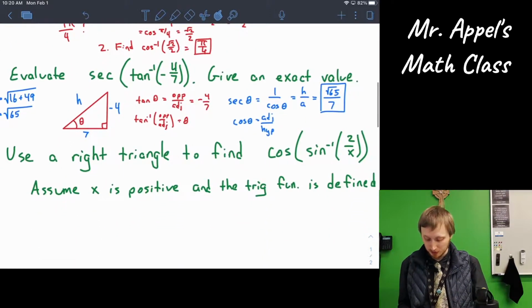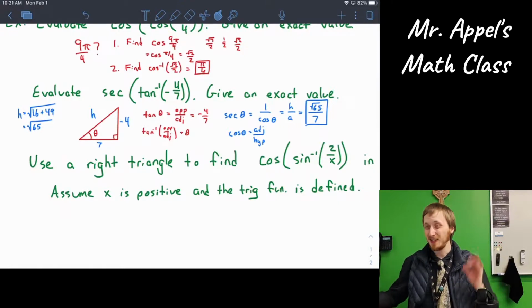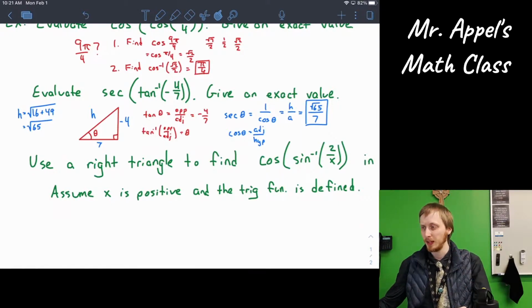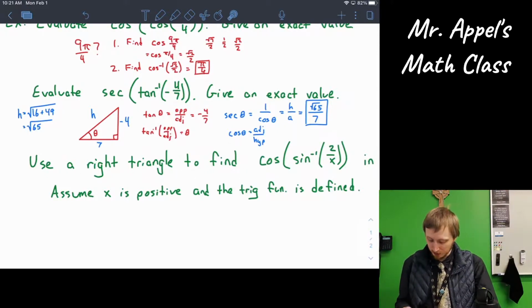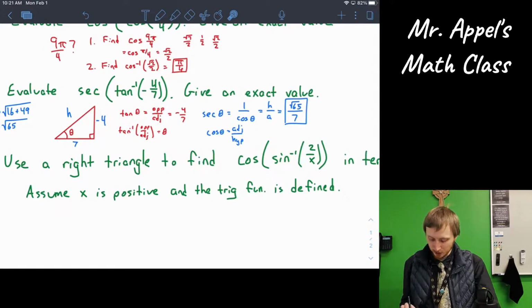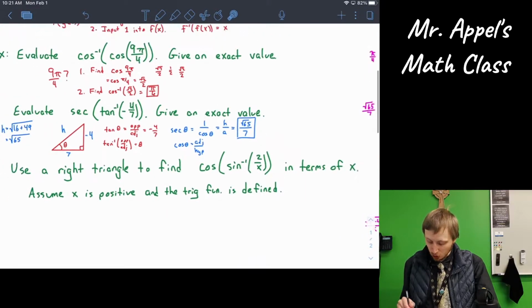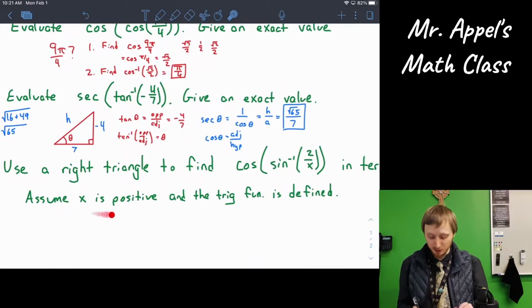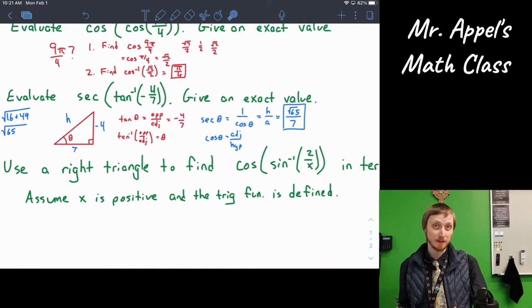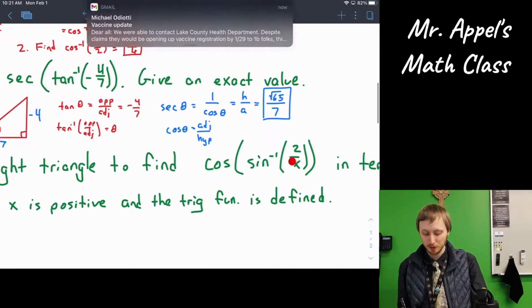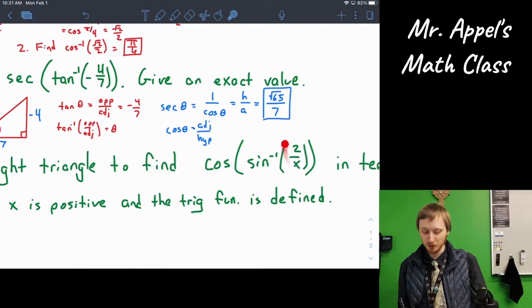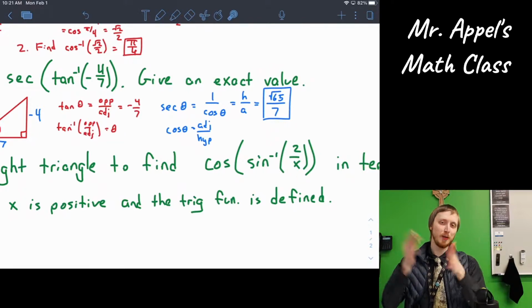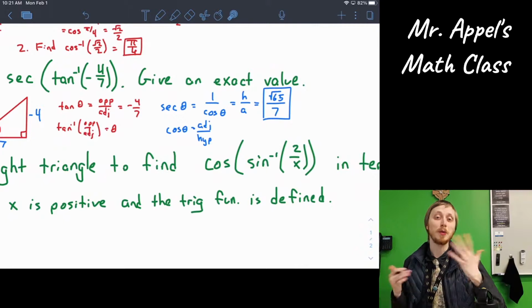So this last one here, same deal. Even if they don't actually define it for us, we can still use that trick. Okay? Use a right triangle to write cosine of sine inverse of 2 over x in terms of x. Ooh, okay, so we're going to leave it as a variable. And we're going to assume that x is positive and that the trig function is in fact defined, right? We could stick in several million there, and it would screw this up, and then it wouldn't be defined because it wouldn't fit in the domain of the function, right? So let's assume it works.